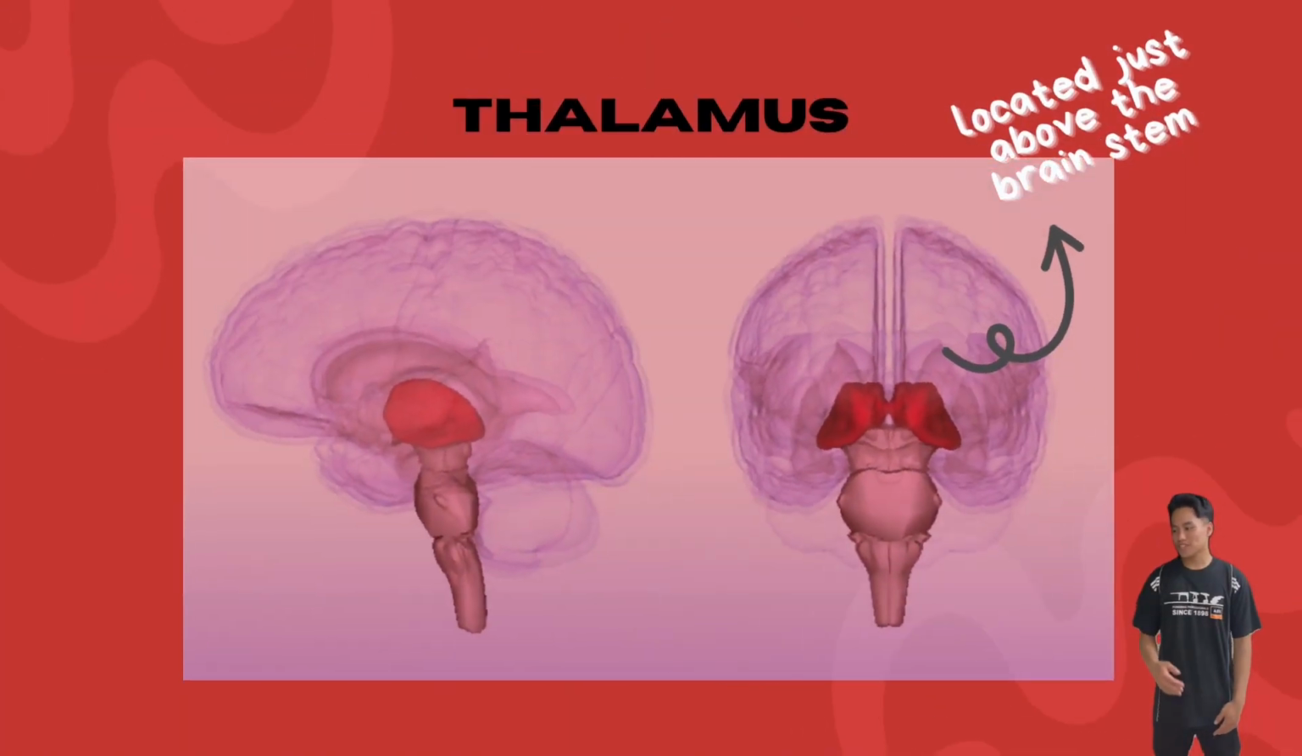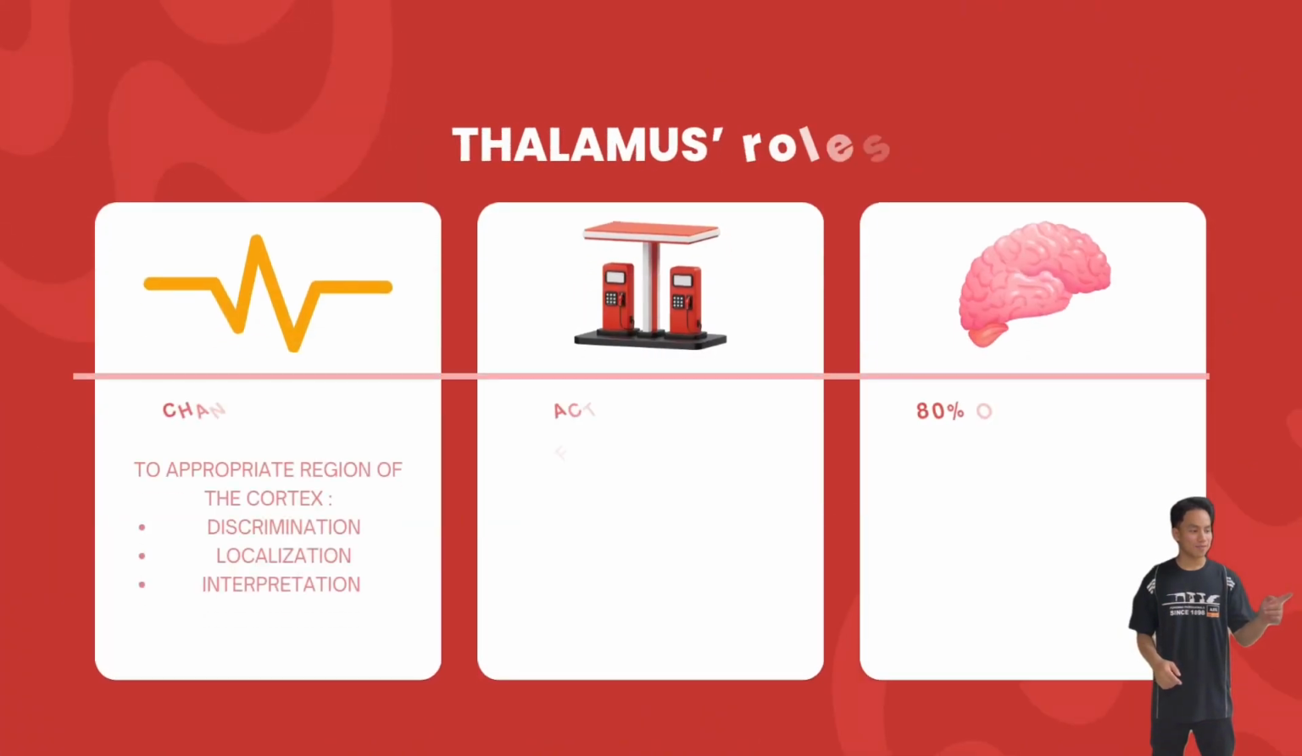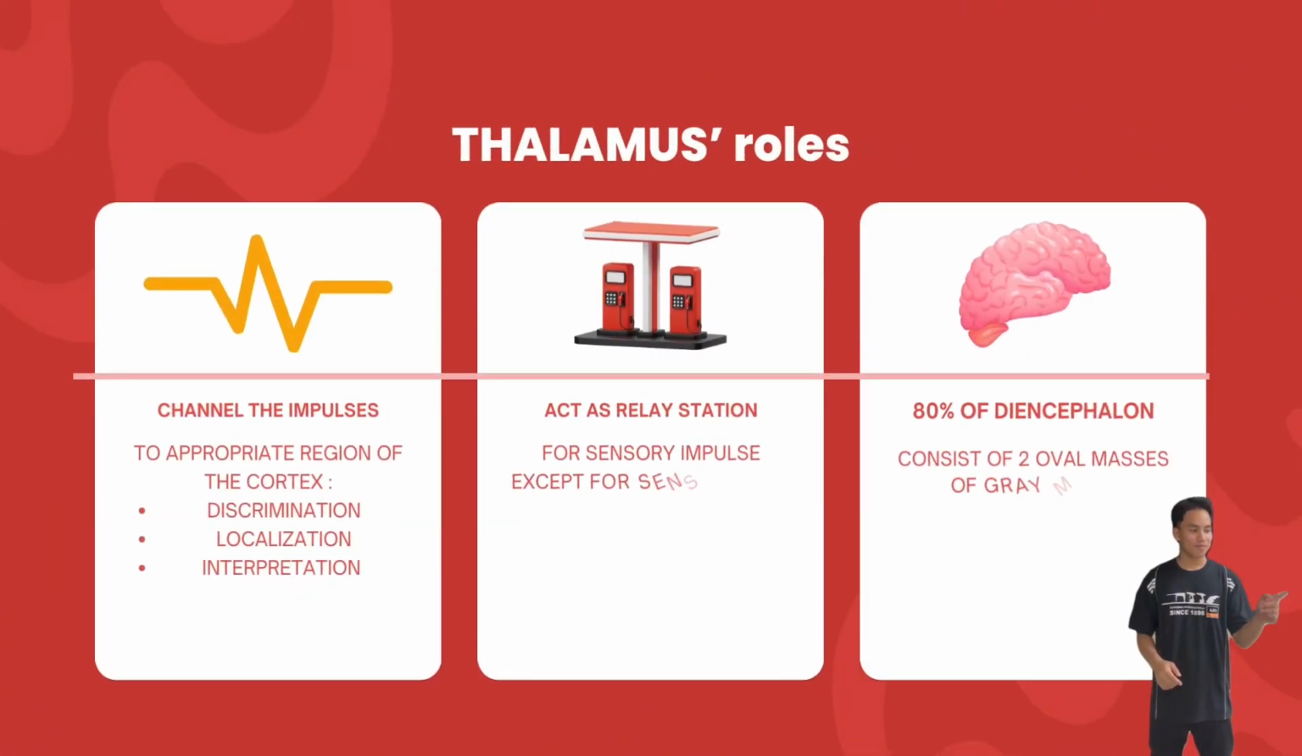Okay then, so let's begin with the first part of diencephalon, which is thalamus. For your information, thalamus is located just above the brainstem. Okay then, so let's go with thalamus roots. Thalamus is 80% of diencephalon.